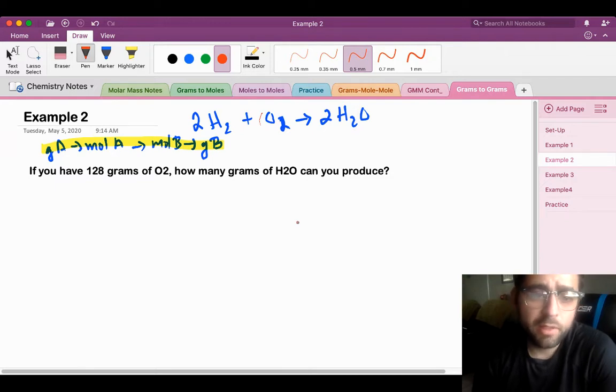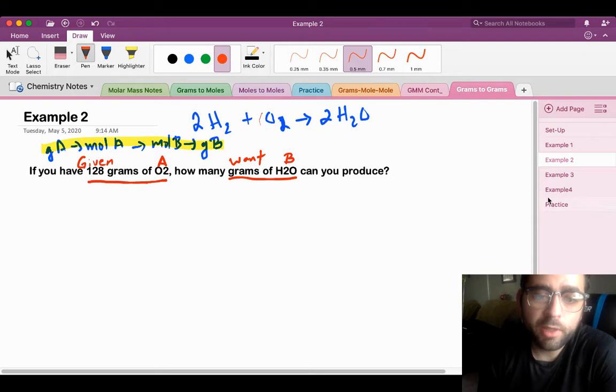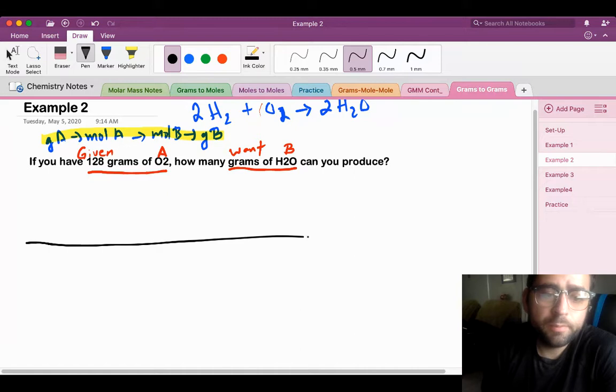So let's see. If you have 128 grams of O2, so this is my given, how many grams of H2O can you produce? So this is what I want. So that means that in my given, the O2 is my A, the H2O is my B. Let's do our table now. Let's set it up.